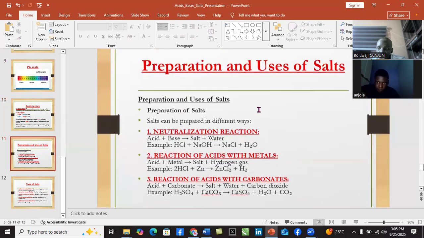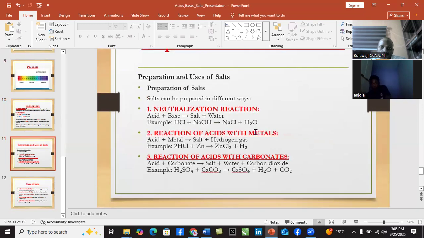Then we look at preparation and uses of salt. There are three major ways of preparing salt: neutralization reaction, reaction of acid with metal, and reaction of acid with carbonate. And these are the examples of each. Acid plus base, that is HCl plus NaOH, will give you sodium chloride plus water. Acid, hydrochloric acid plus zinc, will give you zinc chloride plus hydrogen. And reaction of acid with carbonate, that is H2SO4 plus CaCO3, will give you calcium sulfate plus water and carbon dioxide.